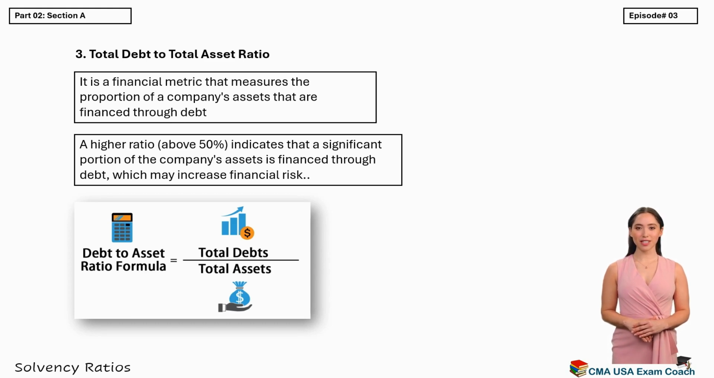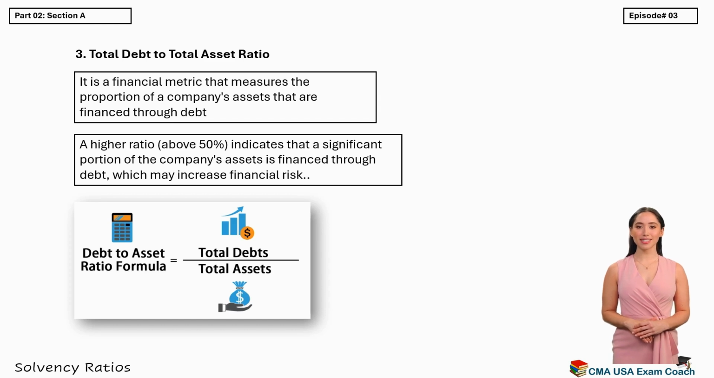Lenders use this ratio to determine the company's borrowing capacity and creditworthiness. It is useful in comparing companies within the same industry to see how much they rely on debt financing. This ratio is crucial in financial analysis because it gives a clear picture of a company's capital structure and risk exposure. Understanding this helps in making informed business and investment decisions.